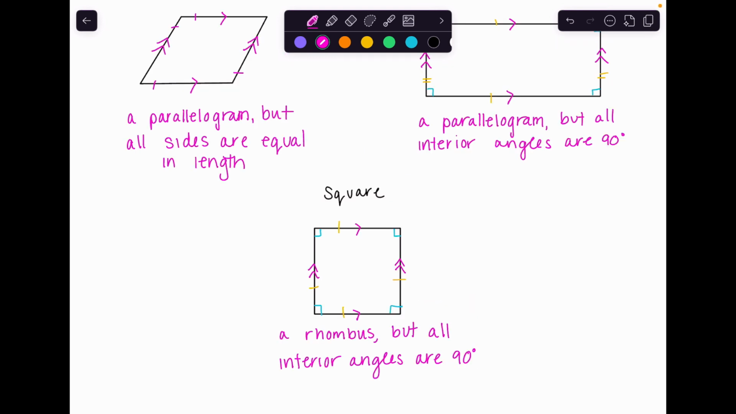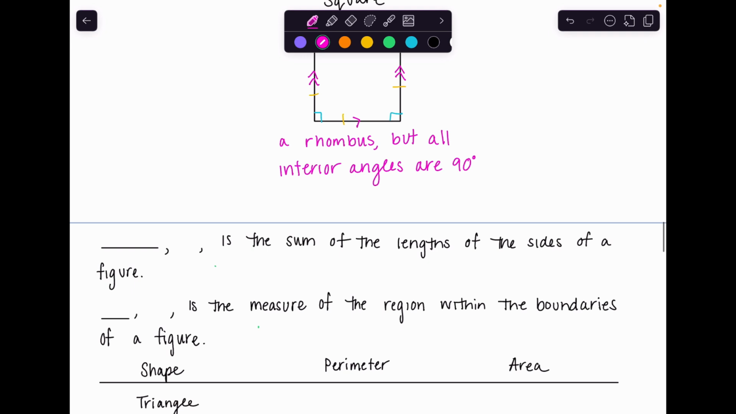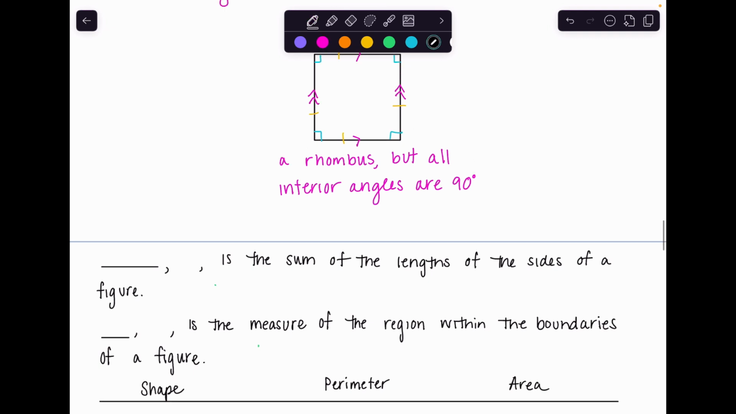So hopefully you'll be good at identifying from the figure what type of classification it is. But really the bulk of what we want to do within this section is talk about perimeter and area. So first we're going to go over what each of those things are, and then we're going to go through all these different shapes and the formulas we have for each.